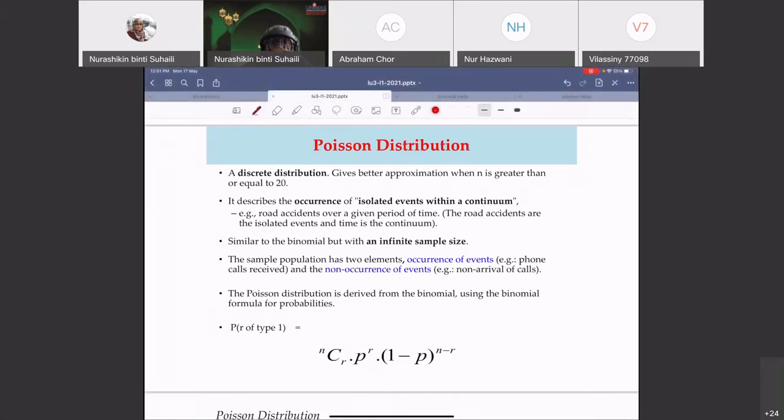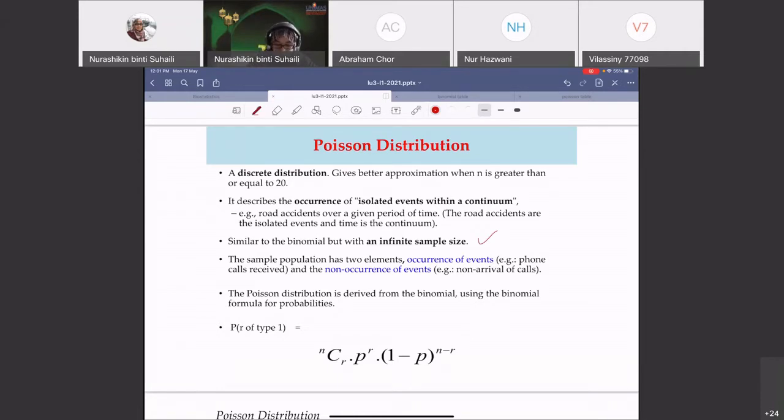But before that, let's have a look at some of the information over here. It is a discrete distribution. It gives a better approximation when n is greater than or equal to 20. It describes the occurrence of isolated events within a continuum, or accidents over a given period of time. It's similar to binomial but with an infinite sample size. The sample population has two elements, the same as binomial, p and 1 minus p. Two outcomes actually.